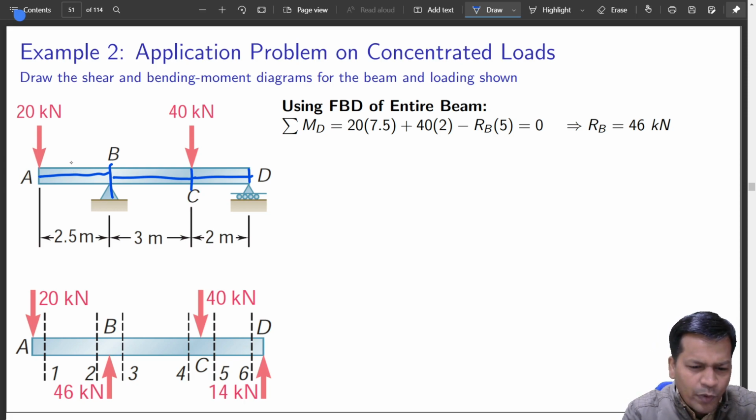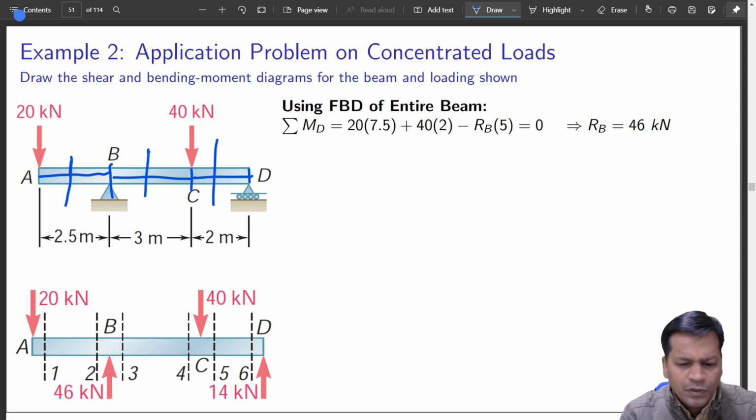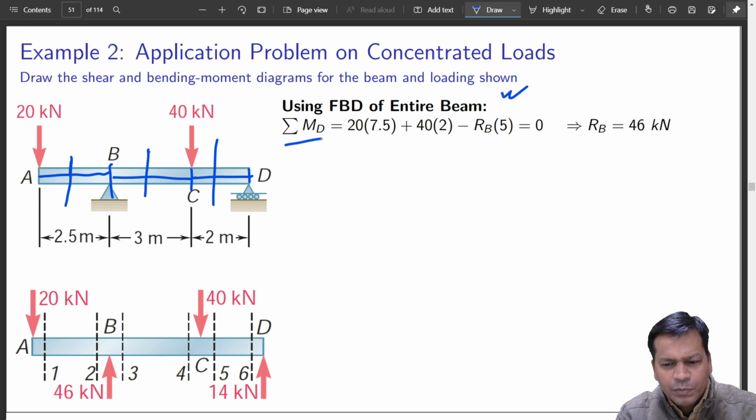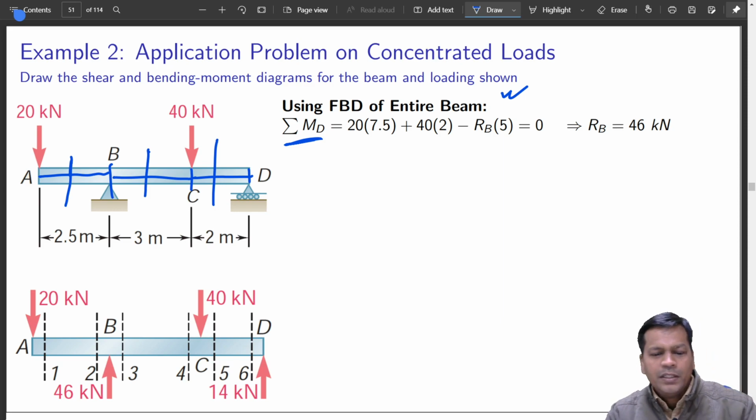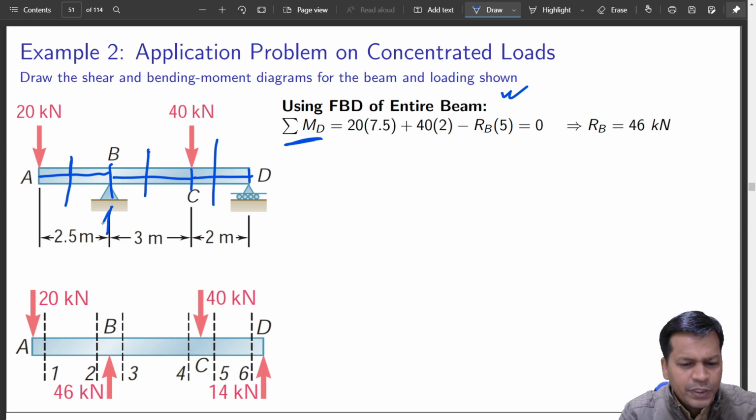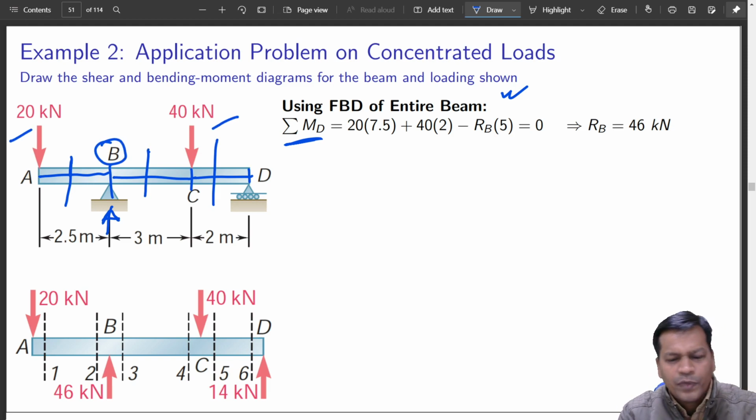Okay, so there is a point range which lies in between, this point range which lies over here. Okay, so that is how we'll do it. Using the free body diagram of the entire beam, moment at D should be equal to 0, or moment at B is also equal to 0. This is just a way that is used to find the reaction force at B, because that is in between two external loads. That is very, very important. You need to find it out.